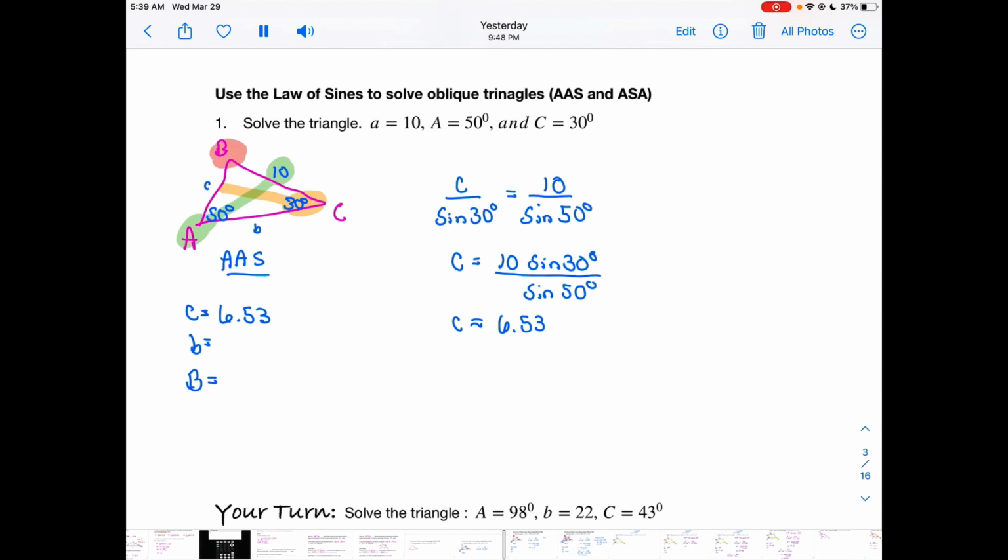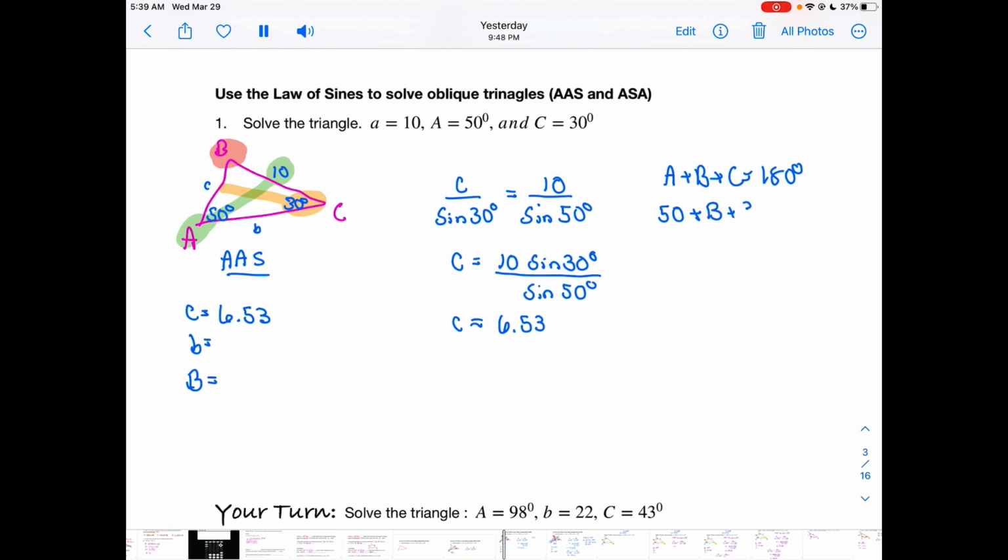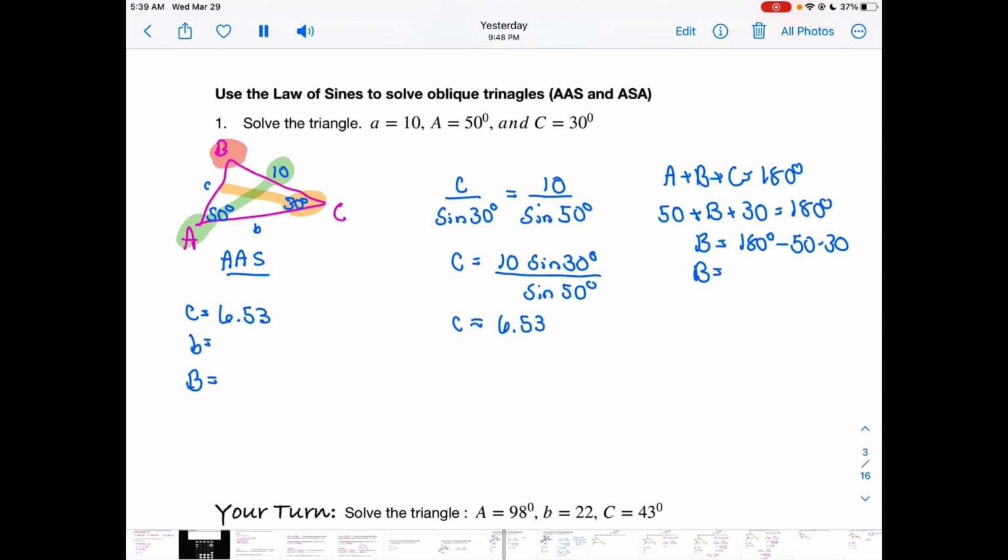To do this, I got to recall that the sum of the angles of a triangle is equal to 180 degrees. So angle A plus angle B plus angle C is equal to 180. So I know that angle A is 50 degrees, B is what I need to figure out, and angle C is 30 degrees. So solving this little equation, I can end up that B is equal to 180 minus 50 minus 30, or B is 100 degrees.